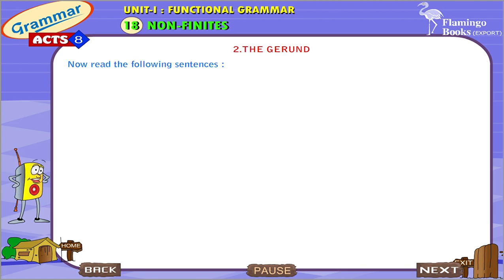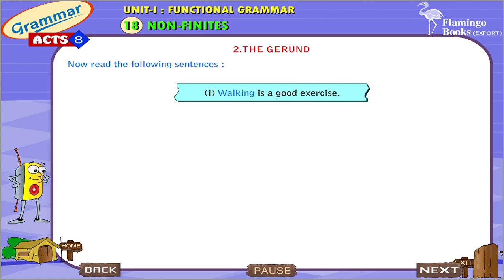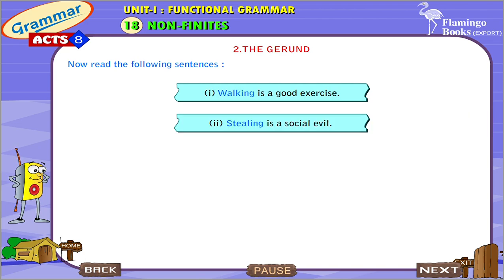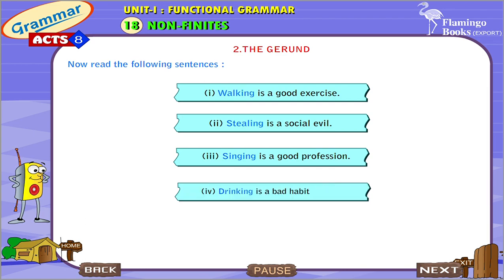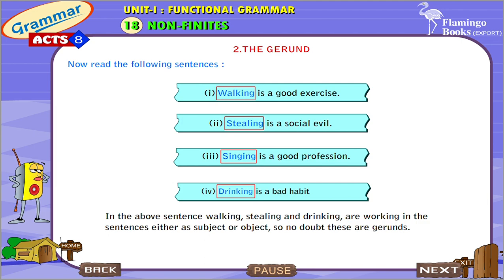Now read the following sentences. Walking is a good exercise. Stealing is a social evil. Singing is a good profession. Drinking is a bad habit. In the above sentences, walking, stealing, singing, and drinking are working in the sentences either as subject or object, so no doubt these are gerunds.